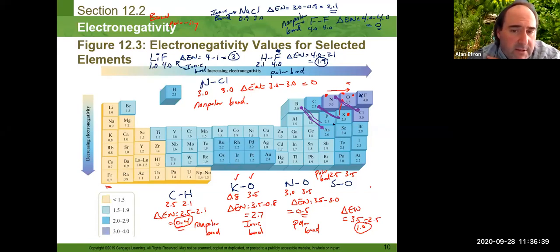Any questions on that, or how to use this? So again, we use electronegativity to determine whether or not a bond between these two atoms will be sharing those electrons equally, unequally, or really not sharing those electrons.